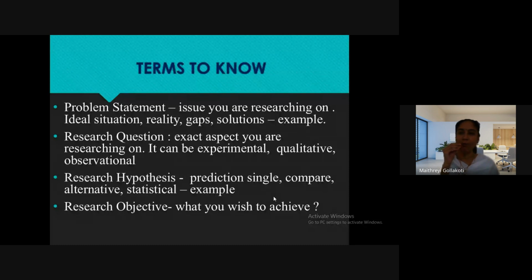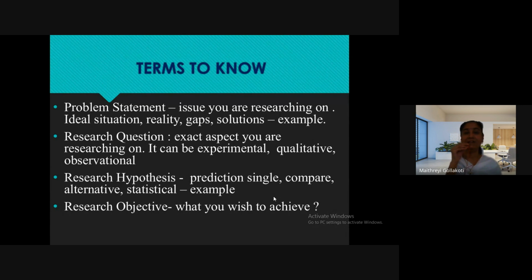Okay, so the problem statement is how badly it is affecting. Ideal situation is the best way to use it. Reality is how bad it is. And we are providing a solution at the end. So this is the problem statement. Like this, for every topic, you have to take the issue, the ideal situation, the reality, and finally you have to give the solution. So like this, the problem statement revolves.